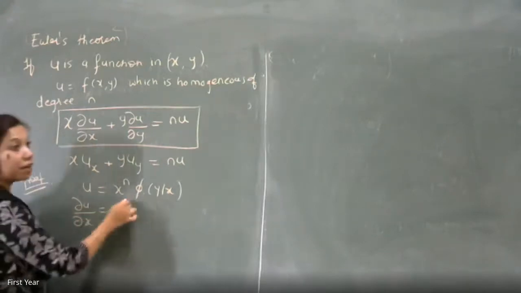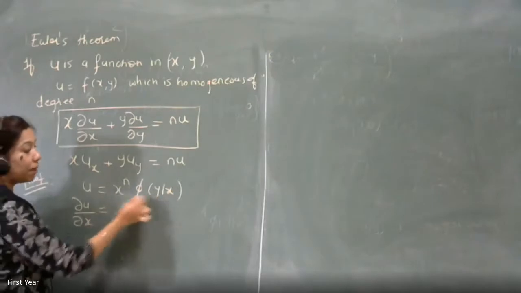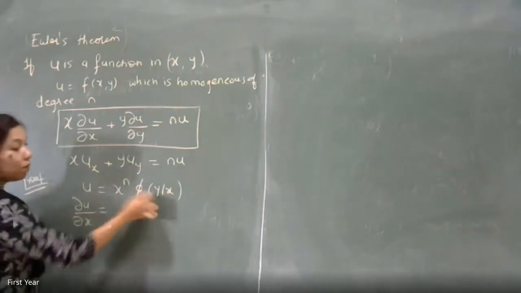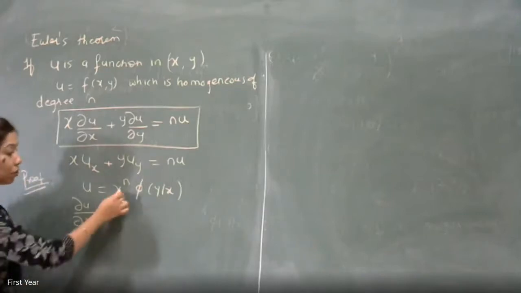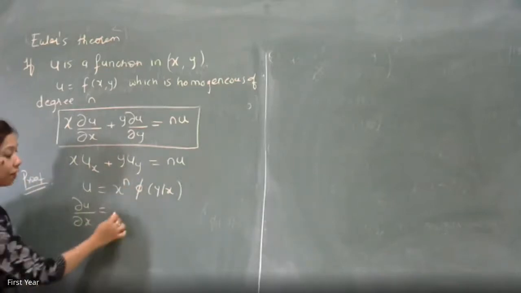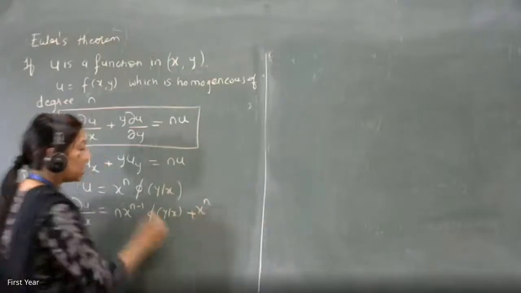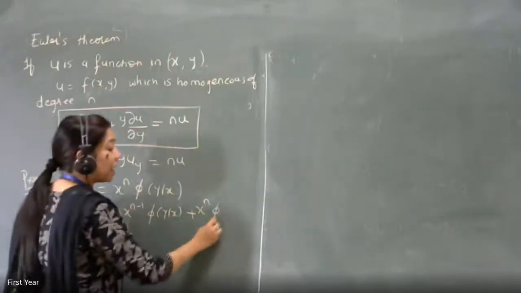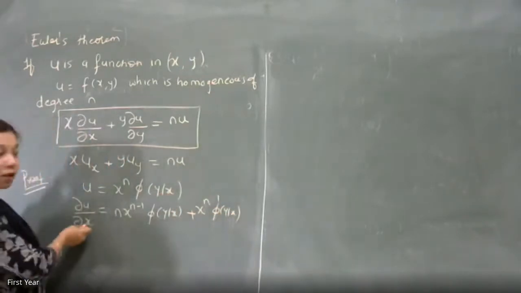The derivative of this function. Is this function depending on x? Yes, both are functions of x. So I have to use the product rule to find the derivative. What's the product rule? x raised to n. What's the derivative of x raised to n? n into x raised to n minus 1. Very good. Plus x raised to n and the derivative of phi is phi dash of y by x into the derivative of y by x with respect to x.